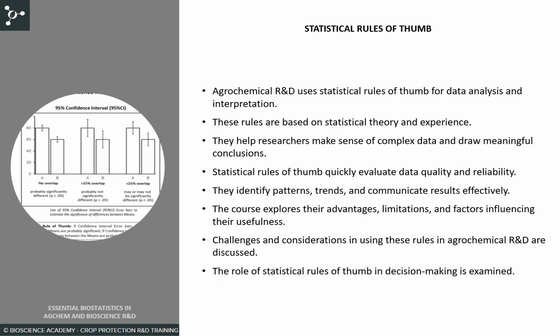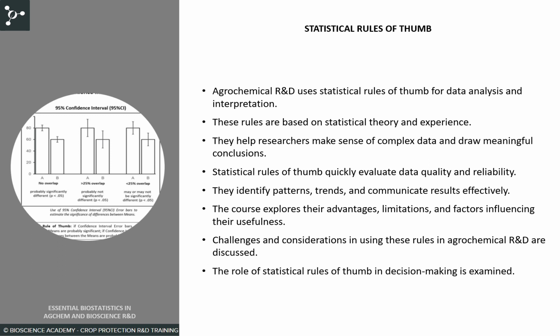In the field of agrochemical research and development, statistical rules of thumb are general guidelines or principles that can be used to analyze and interpret data. These rules are based on statistical theory and experience, and they can help researchers make sense of complex data sets and to draw meaningful conclusions.